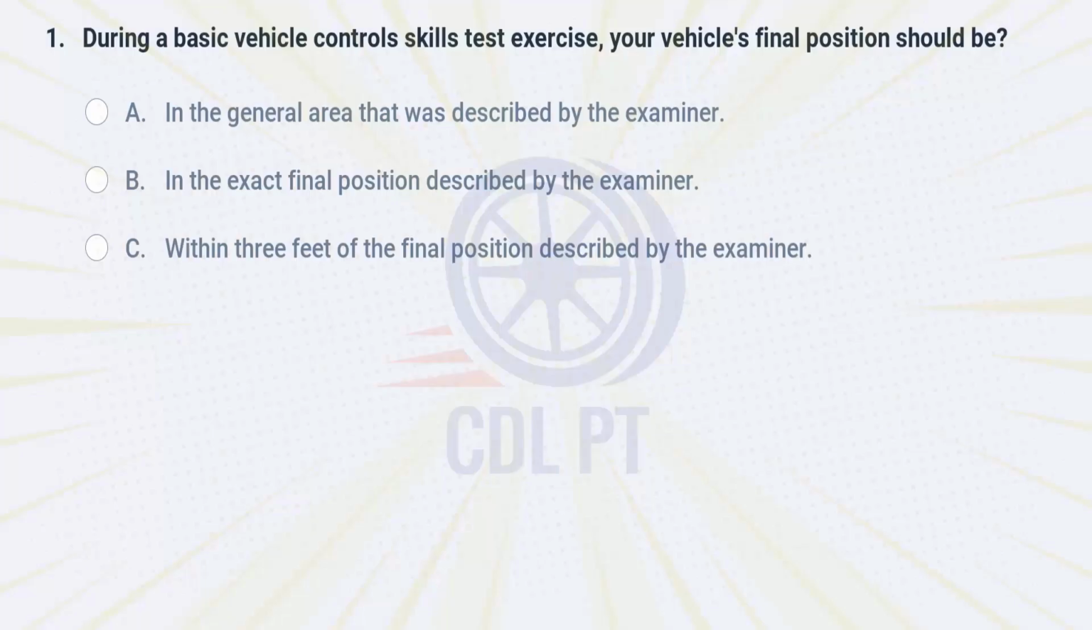During a basic vehicle controls skills test exercise, your vehicle's final position should be: A. In the general area that was described by the examiner. B. In the exact final position described by the examiner. C. Within 3 feet of the final position described by the examiner.